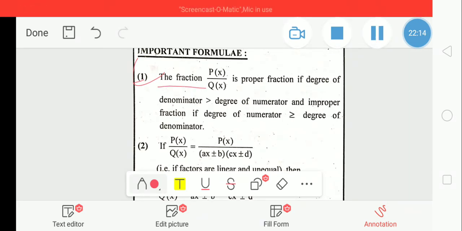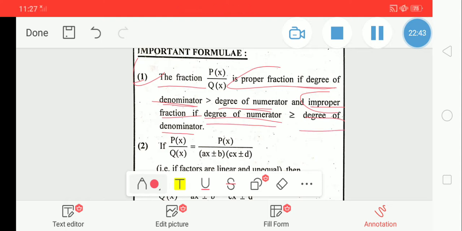The fraction p of x divided by q of x is a proper fraction if the degree of the denominator is greater than the degree of the numerator, and an improper fraction if the degree of the numerator is greater than the degree of the denominator. Here, in a proper fraction the degree of the denominator is greater than the numerator, and in an improper fraction the degree of the numerator is greater than the degree of the denominator.